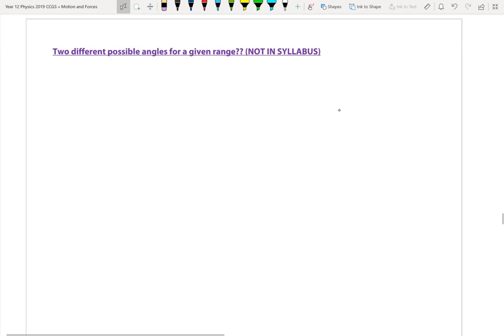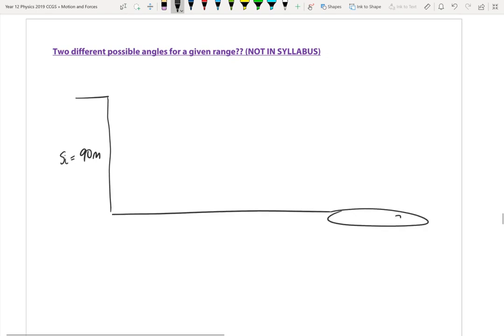All right. Now, let's go another scenario. Let's suppose, I'm going to use an example here. Let's take a golfer, 90 meters above the green. Don't worry. Hits the ball at a speed of 65. But here's the thing.